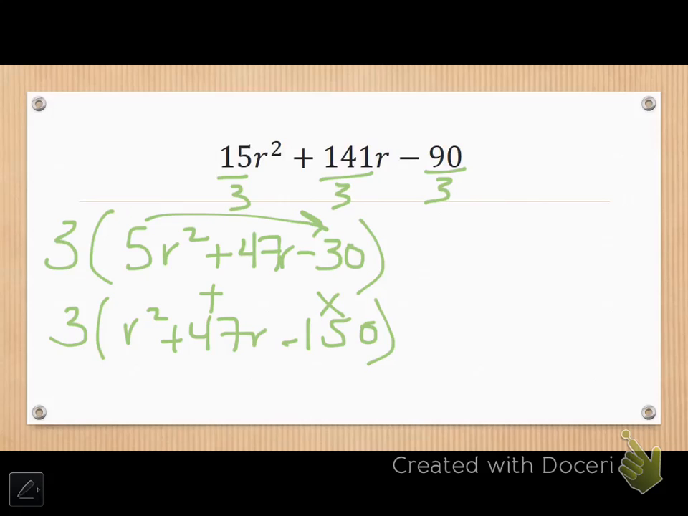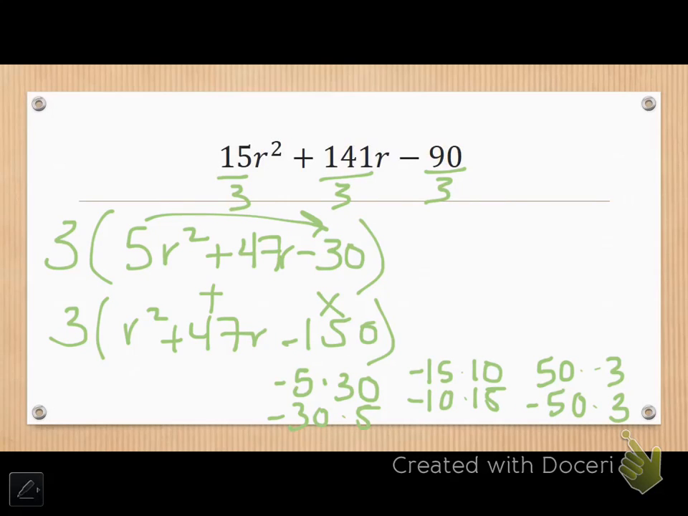So I'm going to make the list really super quick, and I'm going to pause the video so that I can write it out, and you can see all the different things that multiply. Okay, so here are some that I've been able to write down. So I'm trying to add to get 47, so 50 times negative 3 gets me that. So we got r plus 50, r minus 3, and we still have our 3 on the outside for my GCF.